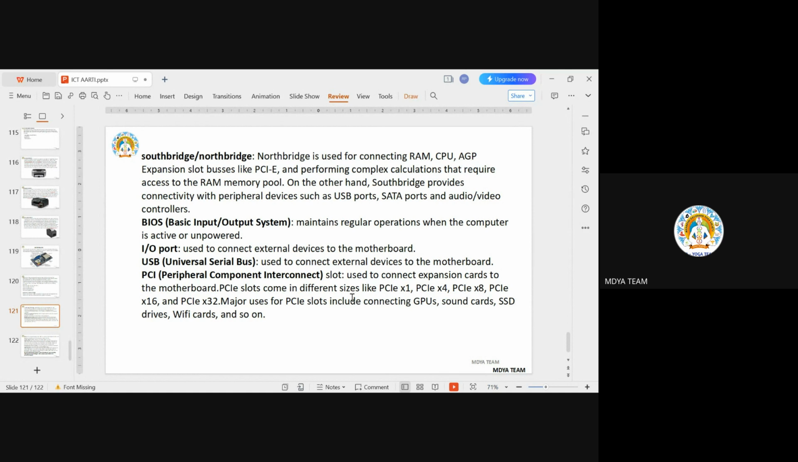Because we want more image clarity, like in gaming we need graphics. So that's why these are present in the north bridge. There are many slots present according to the motherboard. So PCI 1, PCI 4, these are the names of the slots.